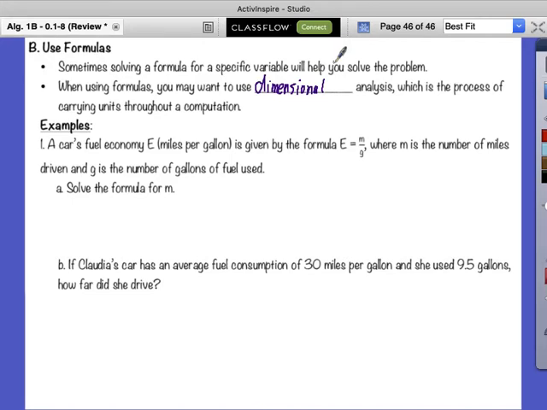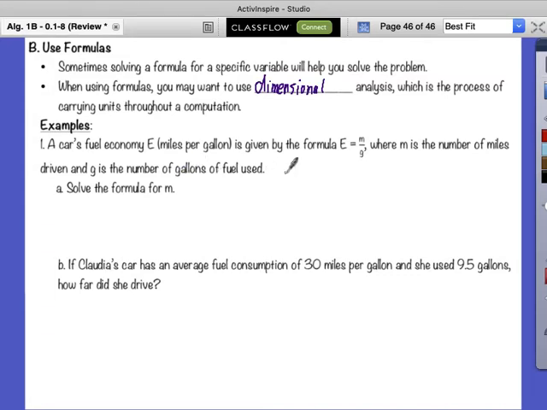So a car's fuel economy, we'll call it capital E, in miles per gallon, is the number of miles driven per gallon of gas. It is given by the formula capital E equals M over G. Efficiency is equal to miles over gallons, where M is the number of miles driven, and G is the number of gallons of fuel used.